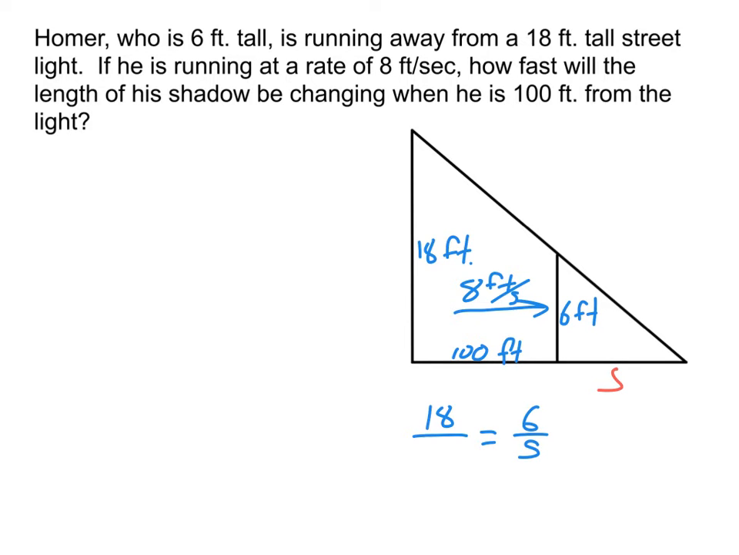But then what would that make the width of the big triangle? This is where things get a little tricky, because we would at first say 100 plus S. But if I do that, notice what we're looking for again up here, what we're trying to find. How fast will the length of the shadow be changing when he is 100 feet from the light? I need to be looking then at also considering how fast he's moving away from the light.